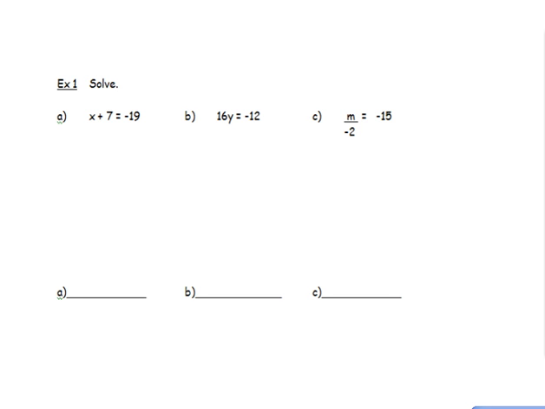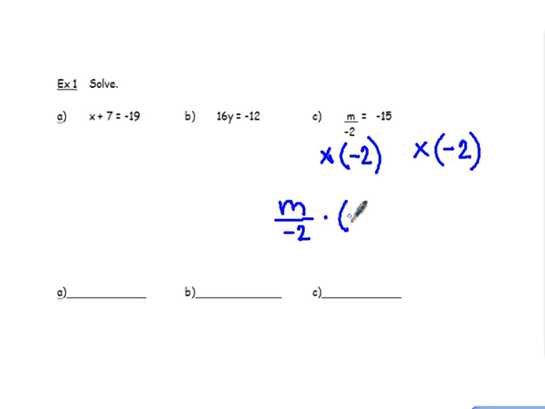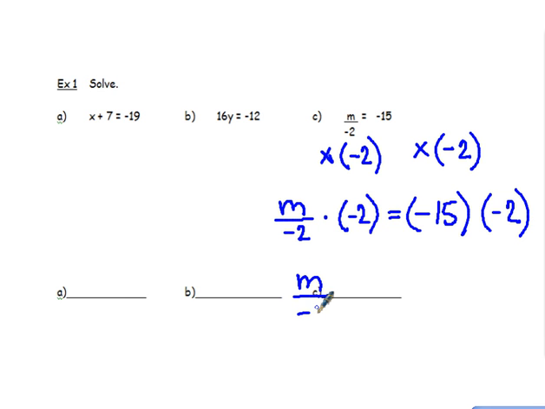We have a division problem here that we need to get rid of, and we know that we undo it by multiplication. We will multiply by minus 2. Again, make sure you multiply both sides. We have m over minus 2 times minus 2. I'm taking it real little by little so that it's clear. Minus 15 times minus 2. What will be the next step? You can realize that m divided by minus 2 times minus 2 over 1.